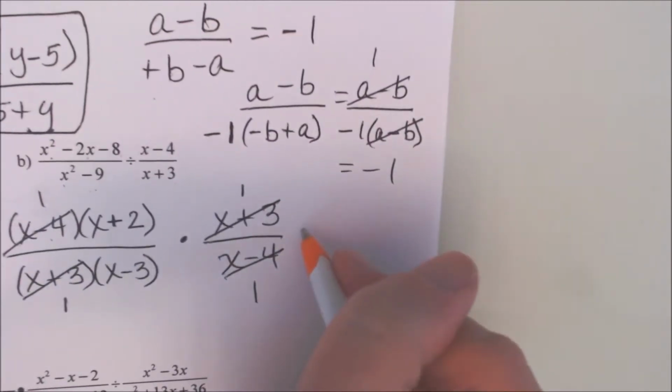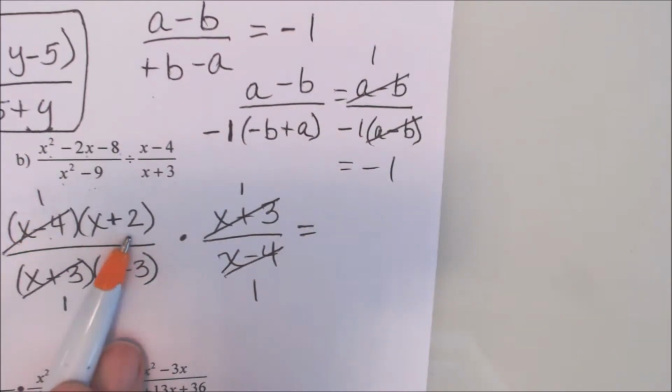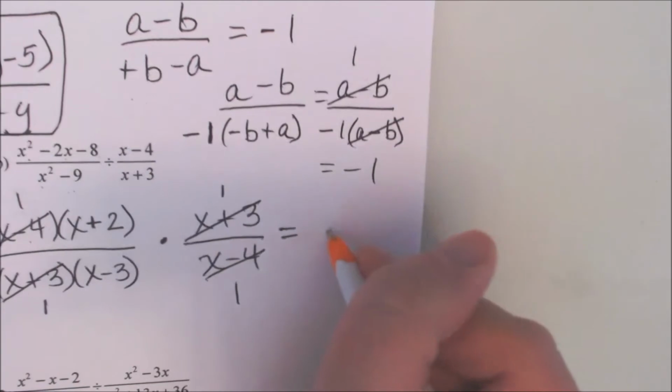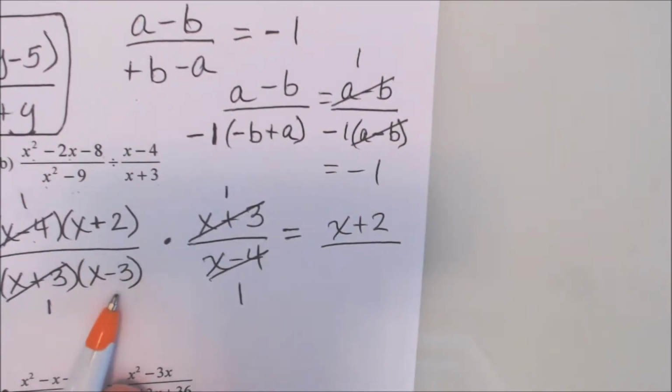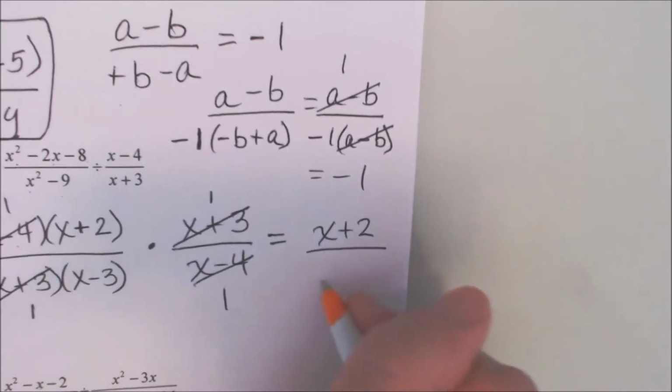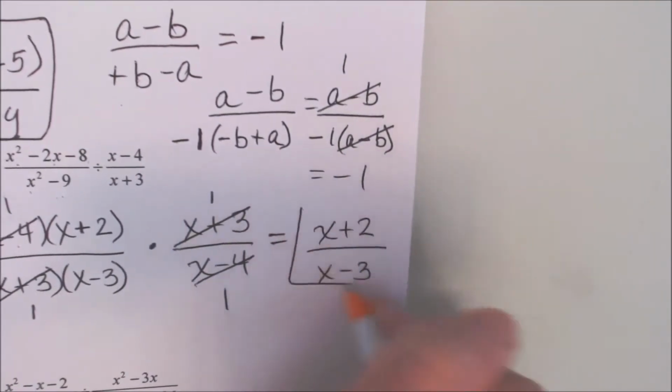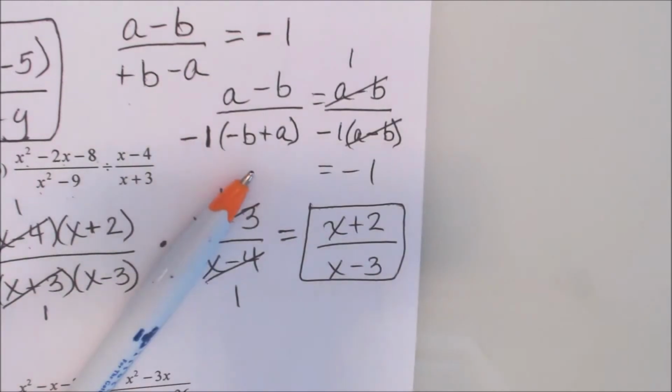So now what do we have? We have 1 times x plus 2 times 1. So my numerator is x plus 2. The denominator, we have 1 times x minus 3 times 1 again. So my denominator will just be x minus 3.